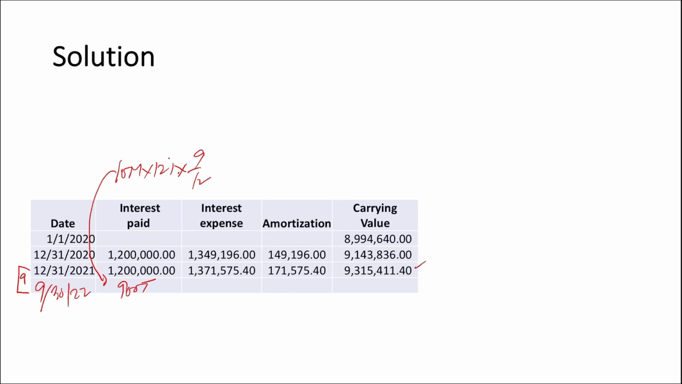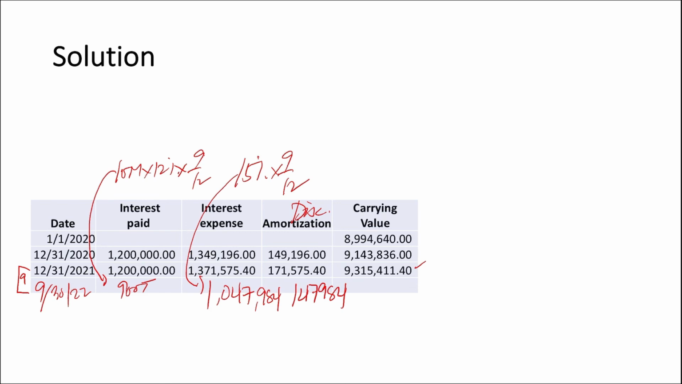CV 9,315,411 times what's the interest? Effective interest? 15% times 9 over 12. So, magkano ito? This should be 1,047,984. O, diba? Amortize lang natin up to the date of retirement. Ano ina-amortize natin? Discount. So, 147,984 yan ang discount amortization.